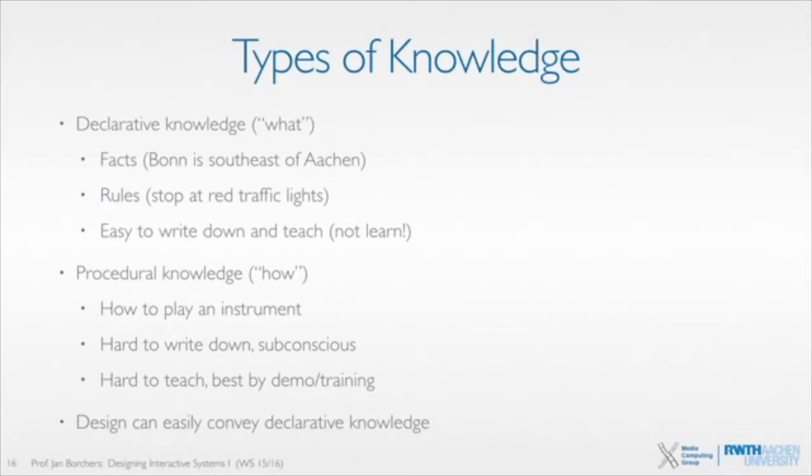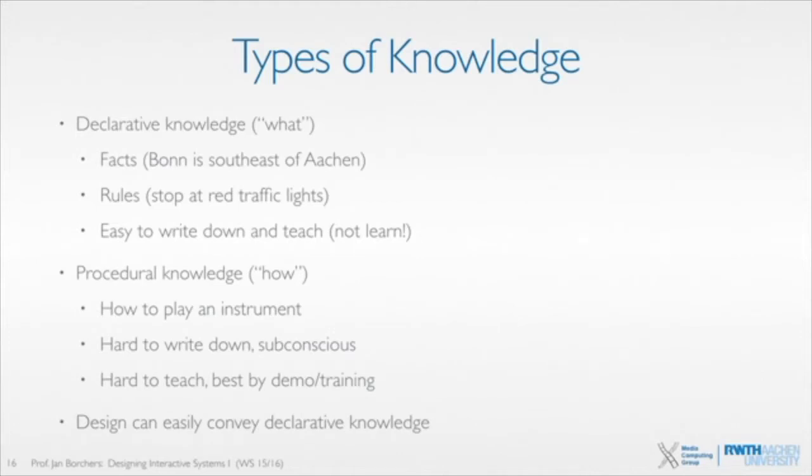Now, what kind of knowledge is there in the world or in the head? There's two basic types. One is called declarative, and that is knowledge that tells us about facts. Bonn is southeast of Aachen, or simple rules. At a red traffic light, you've got to stop.